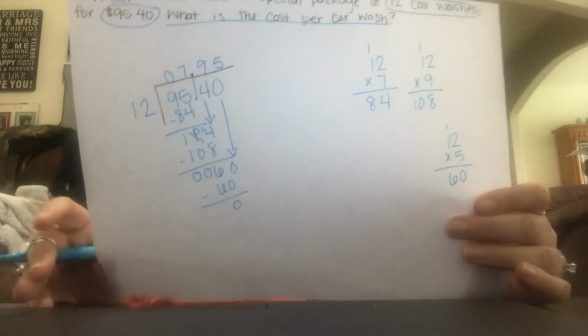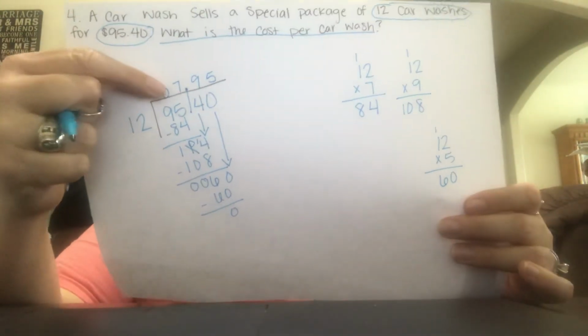Now, 12 goes into 60. It goes into 60 5 times. 12 times 5. 5 times 2 is 10. Carry the 1. 5 times 1 is 5. Plus 1 is 6. 60. And I have gotten to the 0. And there we go. So one car wash costs $7.95.